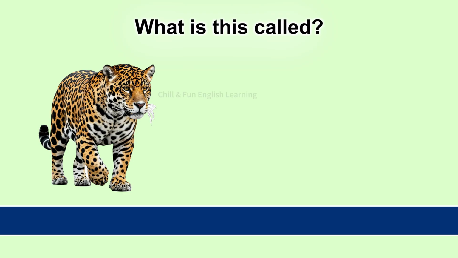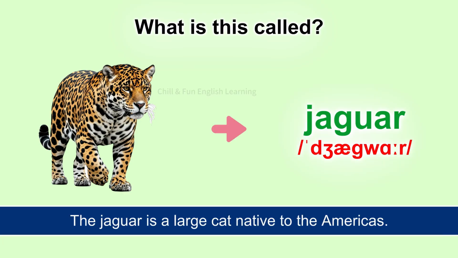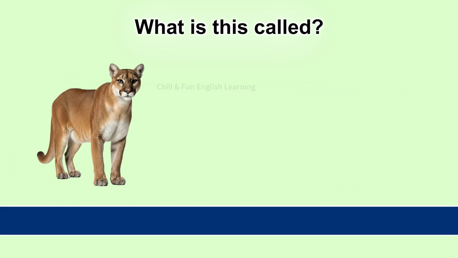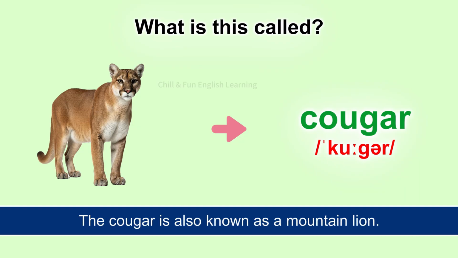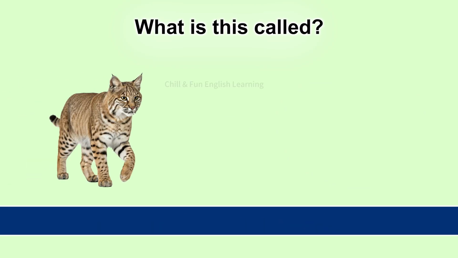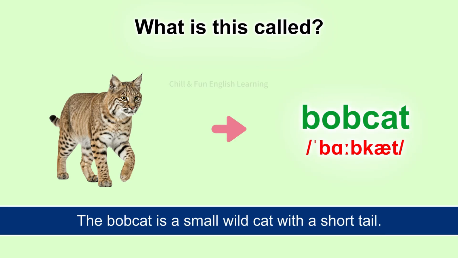What is this called in English? Jaguar. For example, the jaguar is a large cat native to the Americas. What is this called in English? Cougar. For example, the cougar is also known as a mountain lion. What is this called in English? Bobcat. For example, the bobcat is a small wild cat with a short tail.